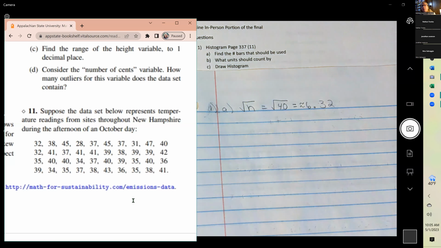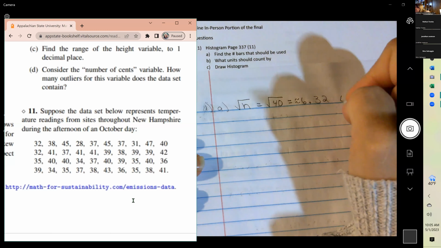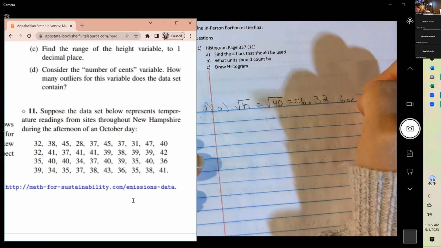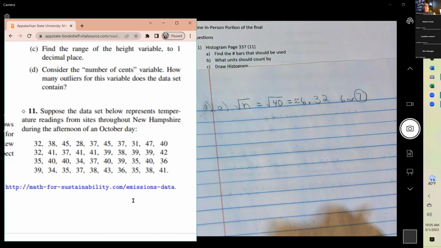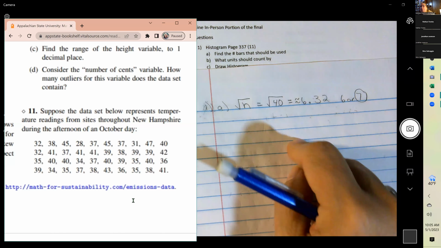Now you want to use an integer. You're not going to have part of a bar. 6 or 7. It's better to use the higher value. So round up. If it comes out an exact integer, then you use that integer. But if you have a decimal, round up.